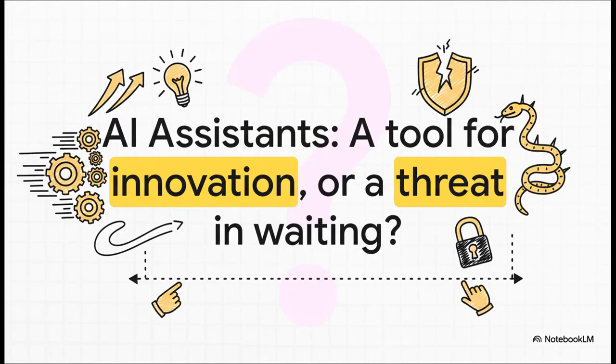Ultimately, a tool like Blackbox AI perfectly captures this fundamental tension we're seeing in software development right now. On one hand, these AI assistants are incredible tools for innovation and speed. But on the other, are they a massive security threat just waiting to happen? It really leaves you wondering, where does the balance lie?